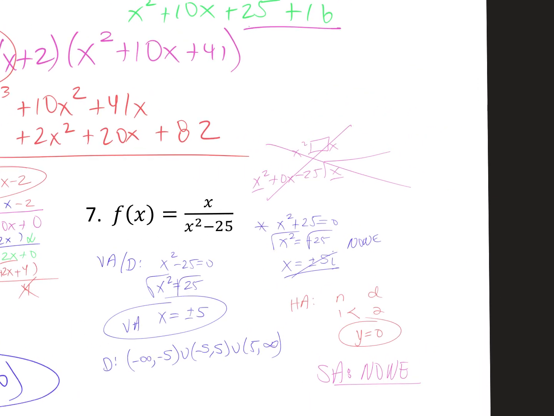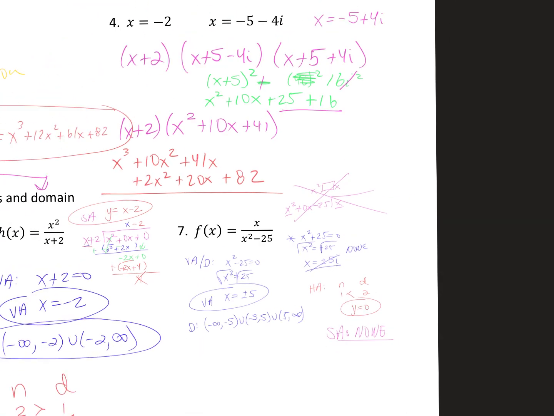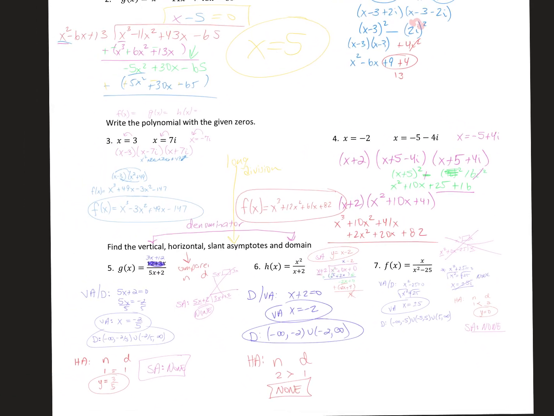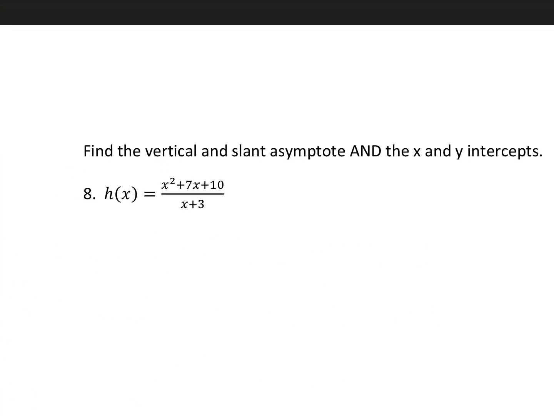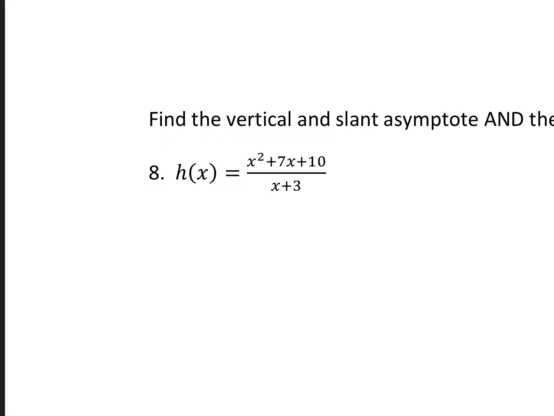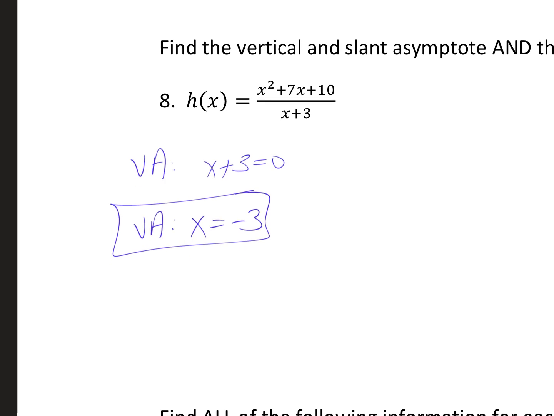All right, questions? Nobody has any questions? All right, let's go to the next page. Finish this up. All right, vertical, slant, and x and y intercepts. Where do I look for vertical? Denominator. So vertical, I'm going to say, okay, x plus 3 equals 0. I have a vertical asymptote at x equals what? Negative 3.